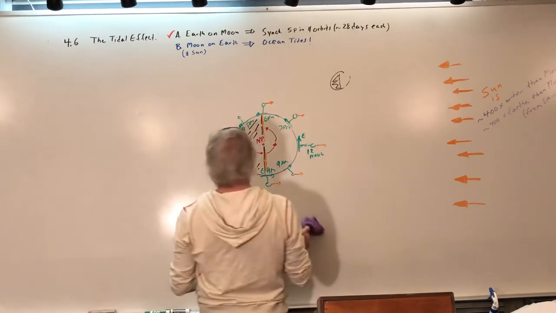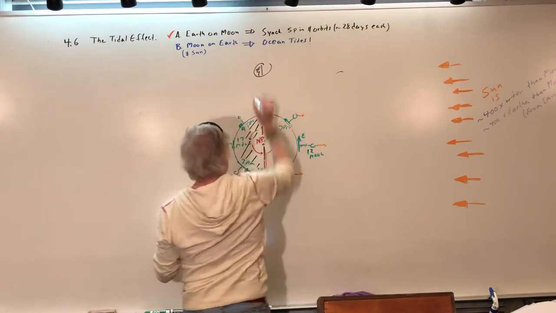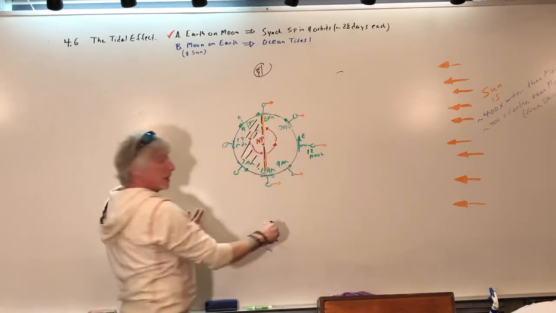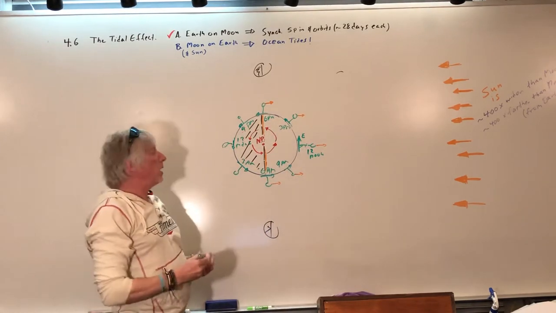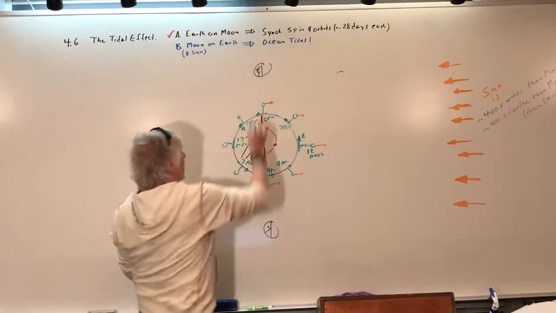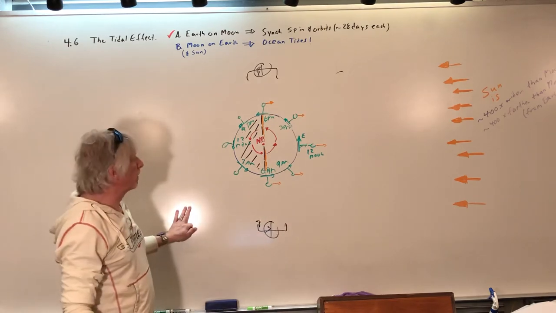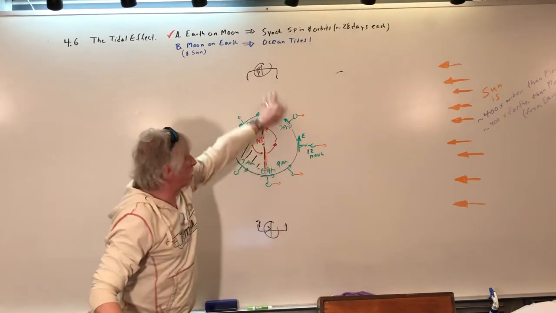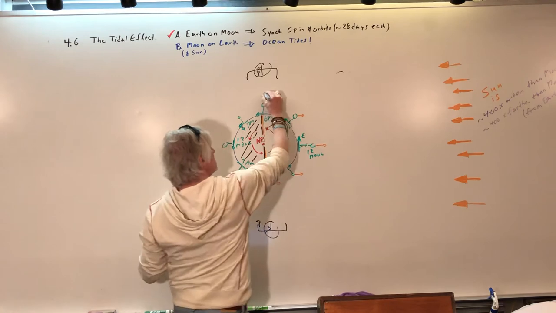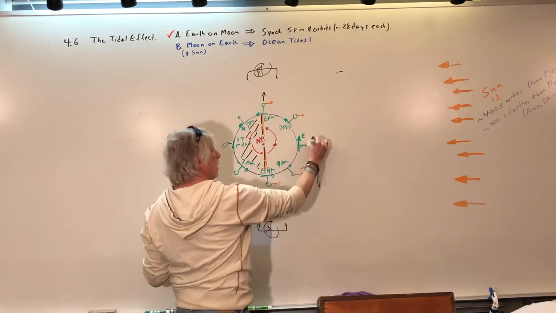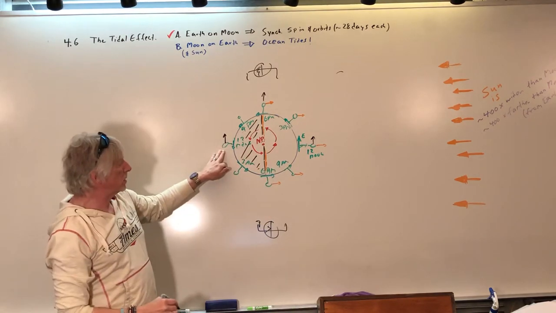And then I go over here. Two weeks later, 1 week from new, 2 weeks, 3 weeks, first quarter, third quarter. And in that case, we see what we've got, seen from Earth. And when the moon is low, tide will be low. When the moon is high, tide is high. Moon is low on my horizon, high. Low on my horizon, low.